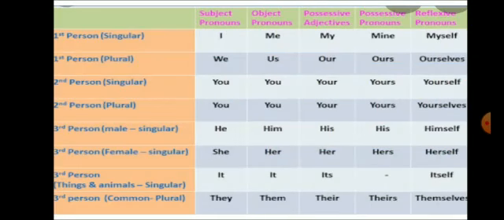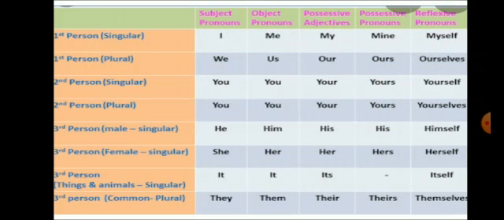So you can see in this chart that there are different persons and their different cases. Now when you use first person as a subject, it is I, but when it is used as an object, it becomes me. Possessive adjective is my. Students normally get confused whether my is a pronoun or an adjective. So my is possessive adjective and mine is possessive pronoun.